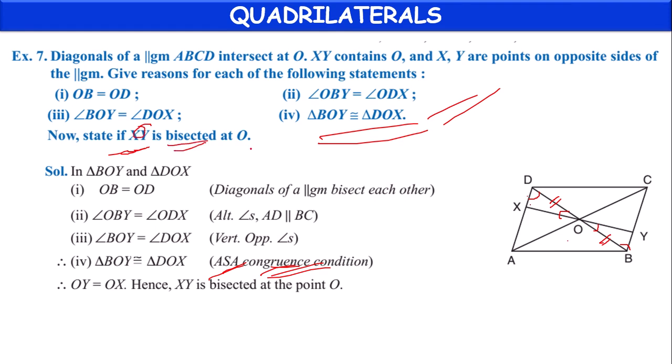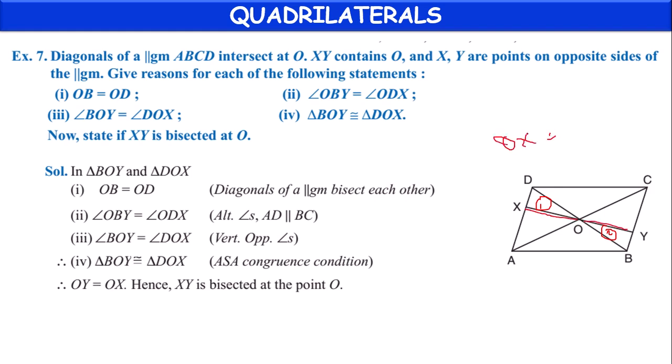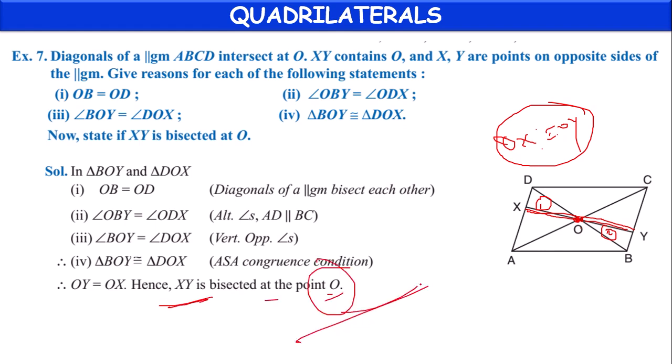Now, is XY bisected at O or not? Because the first triangle and the second triangle are congruent, the remaining corresponding parts also will be equal. Means OX equal to OY. Not only a diagonal, any line passing through the point of intersection O will be bisected by the point of intersection. So XY is bisected by O. Like this we can give the reasons for all the questions, children.